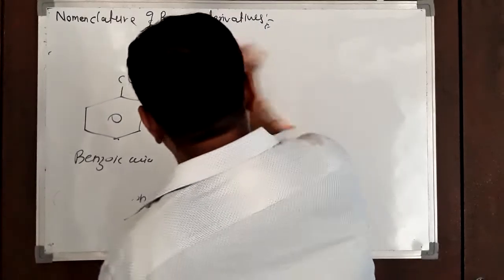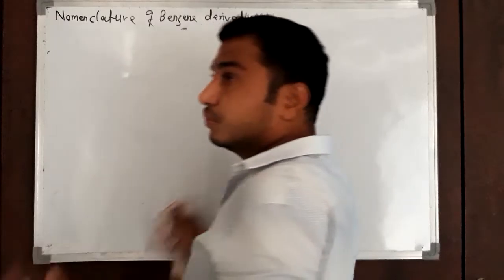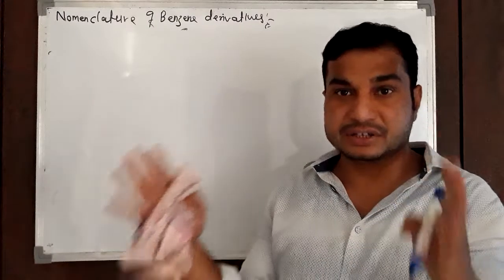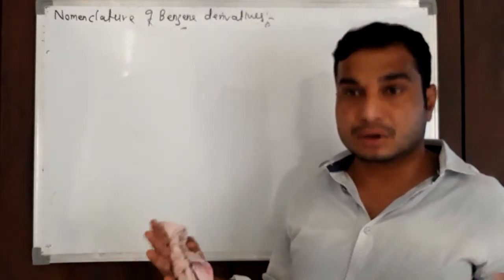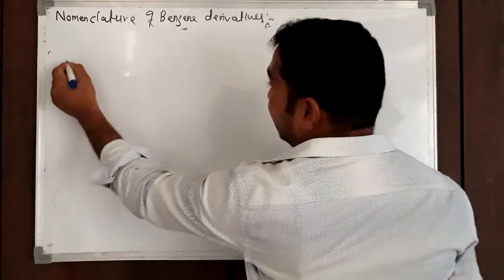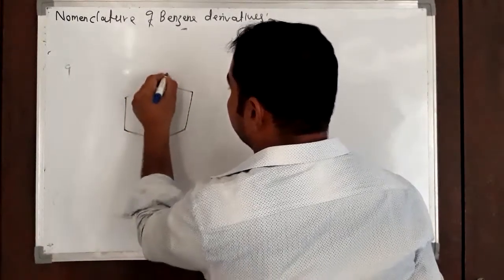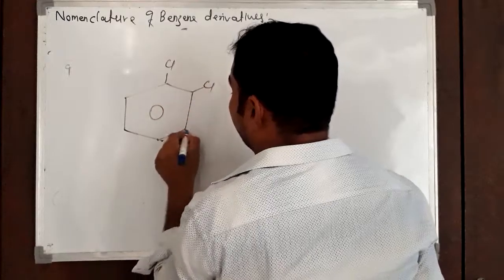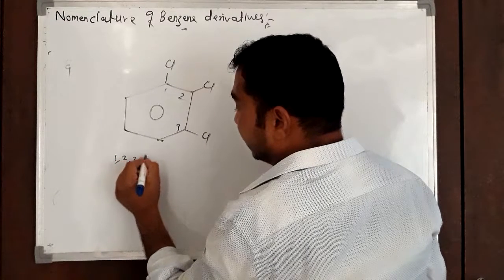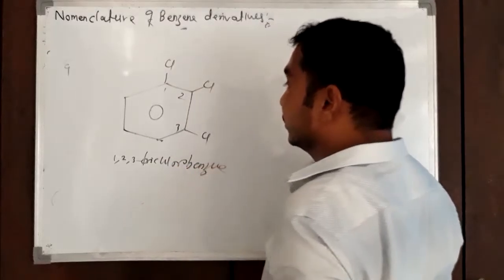Similarly, we are having trisubstituted benzene. Tri means three. If we replace three hydrogen atoms from the benzene ring by the same atom or group or different atom or group, that is called trisubstituted benzene. For example, trichlorobenzene. 1, 2, 3. So 1, 2, 3 trichlorobenzene.